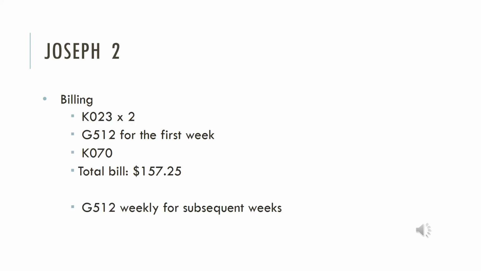So, to summarize, the billing for Joseph for this visit will be 2 units of K023 for this visit, G512 for the first week, and K070 for the home care application. The total for this billing will be $157.25. Following this, you would bill G512 weekly in addition to any billable services you provide.